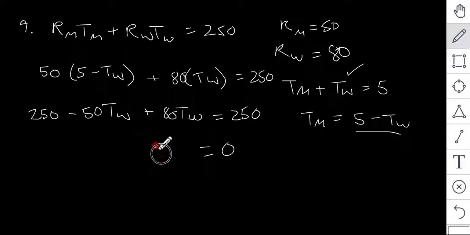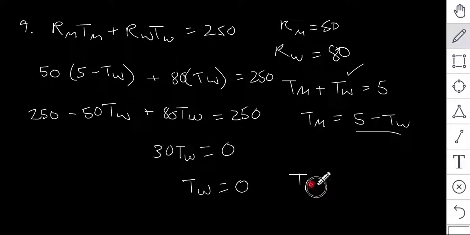So you're going to get 30 TW equals 0. So TW, if you divide by 30, is going to equal 0. And then you can go get TM by just putting TW in here. So you get TM equals 5 minus 0, which is 5. And that's all there is to that one.